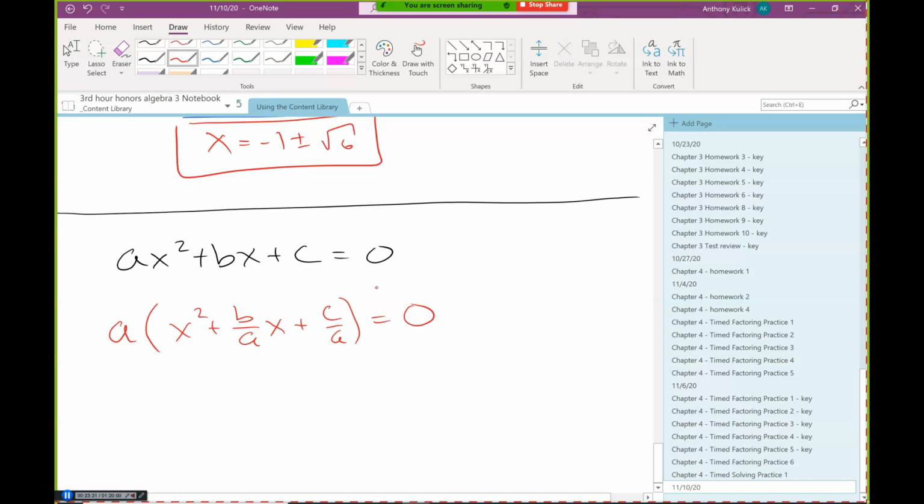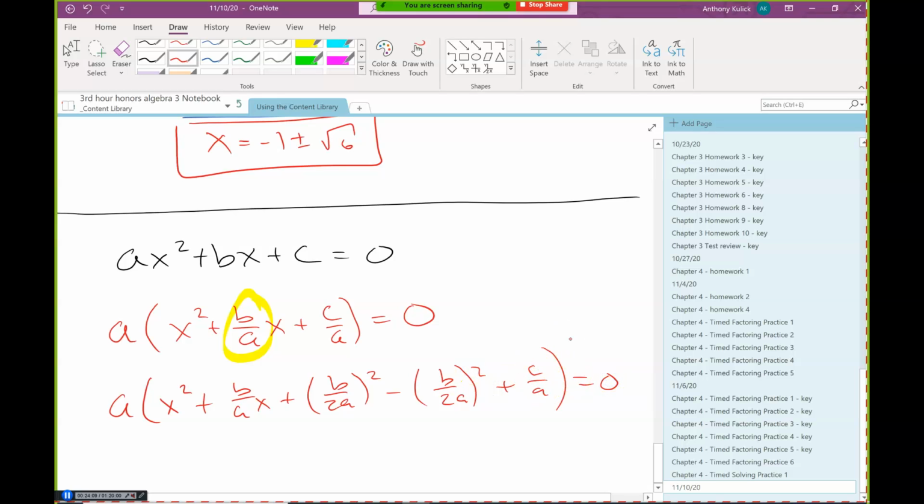Next, I'm going to take this middle coefficient, divide it by 2, and square it. And then I'm going to add and subtract inside that set of parentheses. So b over a divided by 2 is b over 2a. And just for the sake of our notes, I'm going to write it that way so it's a little bit easier for you to see what's going on. Everybody's okay with that? Rather than squaring it also on that step.